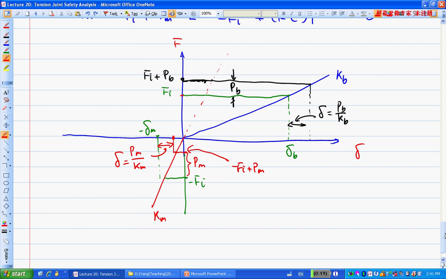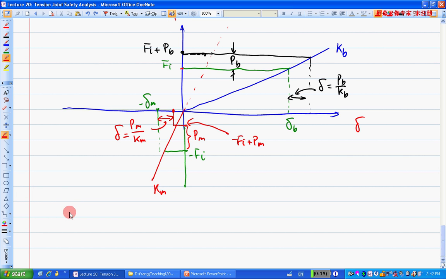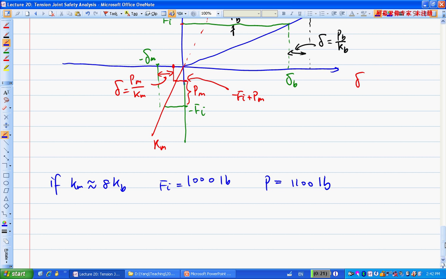So we can take a quantitative view here, not a very strict one. Let's just say this Km is approximately, if I take Km as 8 kb, so the stiffness of the member is about 8 times the kb. Now if Fi is initially 1,000 pound force, the external load is 1,100 pound force here.